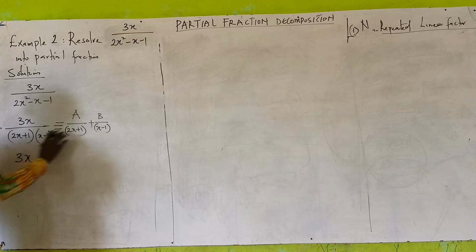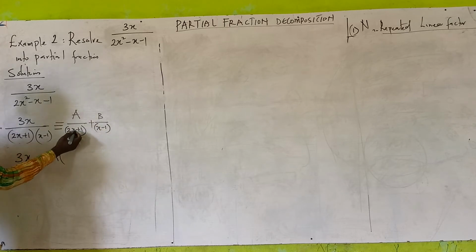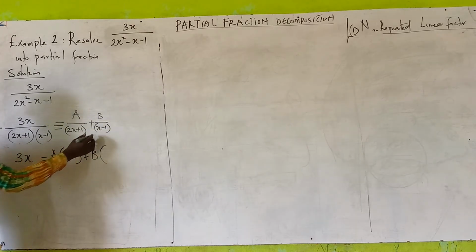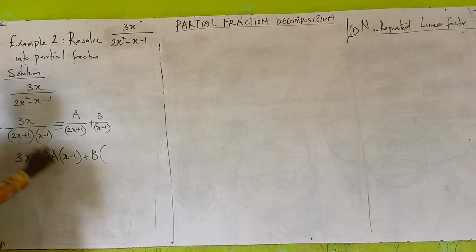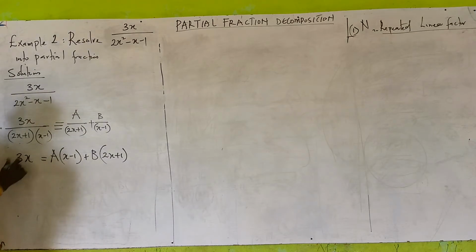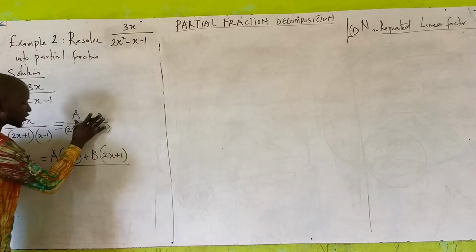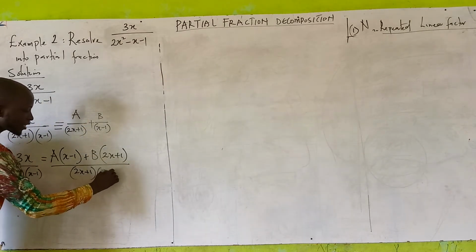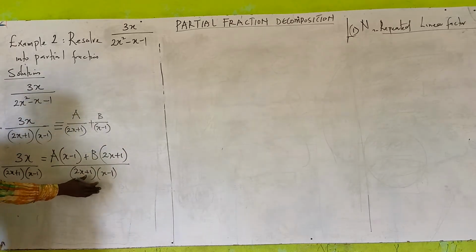Before we even get to this, we have to keep the LCM here. So a into bracket 2x plus 1 will need x minus 1, plus b into bracket x minus 1 will need 2x plus 1. This is already divided by 2x plus 1 into bracket x minus 1, isn't it? Now, by the time we do the LCM, we have 2x plus 1 into bracket x minus 1. Because we use LCM, that's why we're able to arrive here.